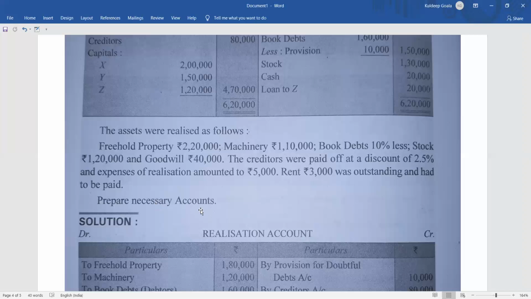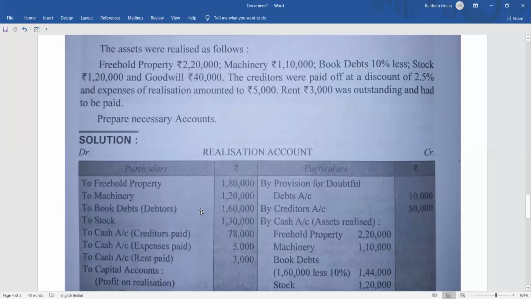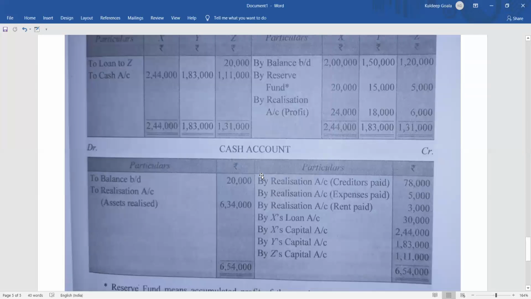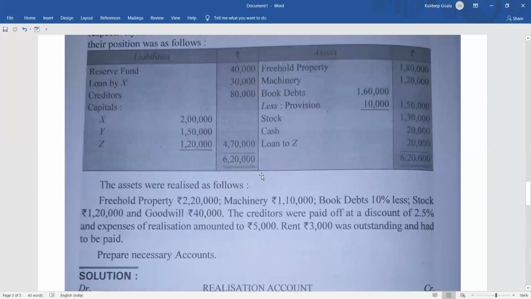So there are 4 accounts which are required at the time of dissolution of the firm. What are they? First one, realization account. Then comes the partners capital account. Even sometimes partners loan account is prepared before that. So partners loan account, then partners capital account, and at last cash or bank account. We'll prepare all the 4 formats. Realization account is prepared, then X loan account is prepared because there was a loan of X. If you want, you can prepare Z's loan also, but if you don't want, you don't require to prepare it. Then partners capital account is there and cash account is there. All the 4 accounts are prepared.